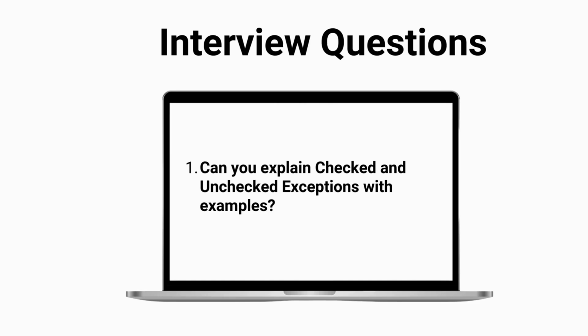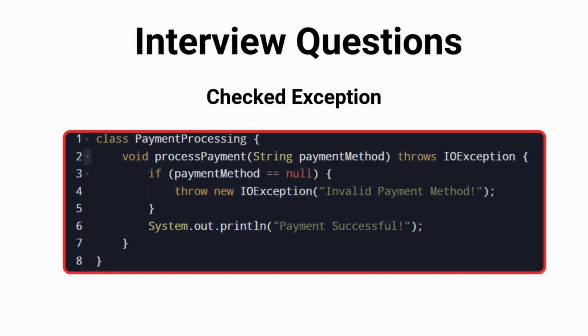Real-time example for checked exception. Let's say a user enters wrong payment details and we need to handle this gracefully. Here I have a class PaymentProcessing, and inside that a method processPayment with a payment method parameter. It throws the IO exception when that payment method equals null. So if we are not passing any payment method, it will throw the invalid payment method message with IO exception.